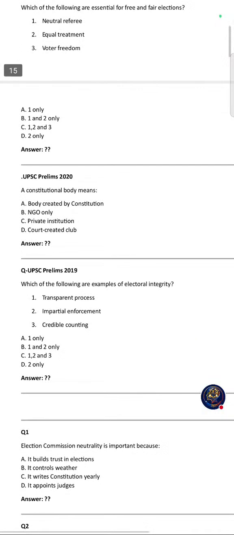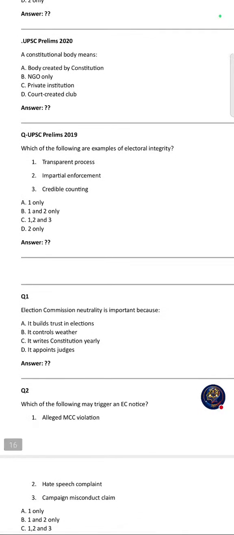Next question. A constitutional body means: a body created by the constitution, NGOs only, private institution, or court-created club. The answer is A, a body created by the constitution.